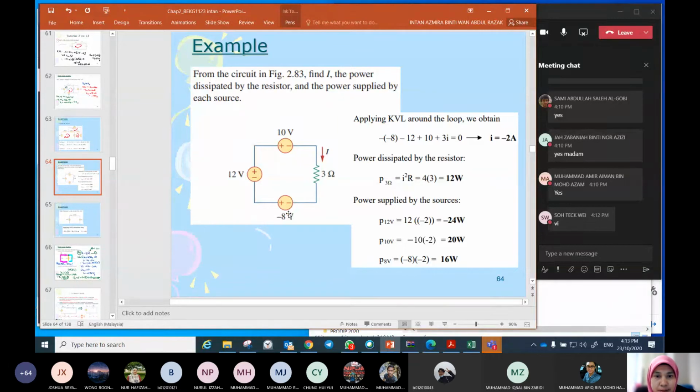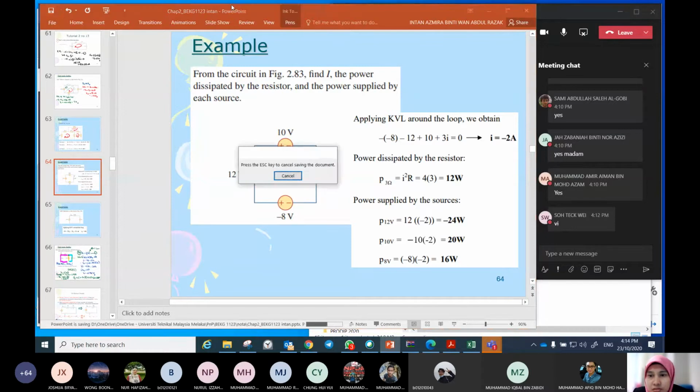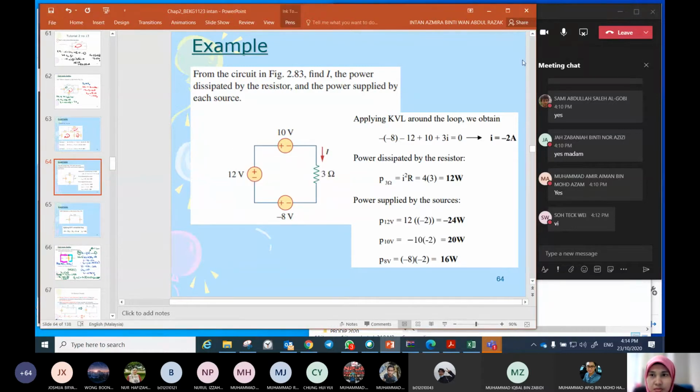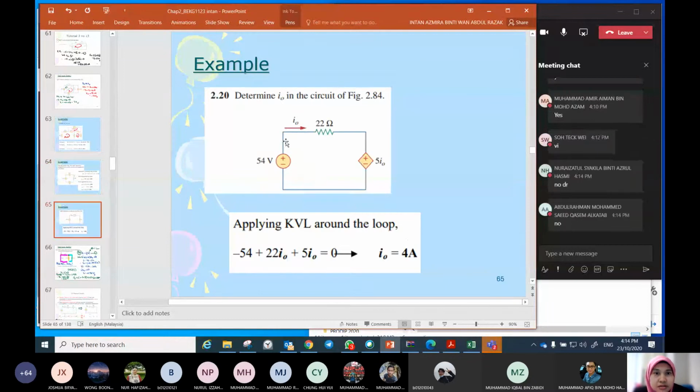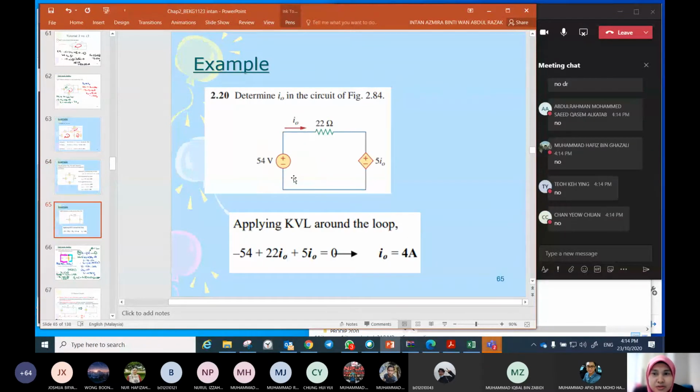And then this is the normal arrangement of a voltage source where the current enters the negative terminal of the voltage source. So just take the value of the voltage source, minus 8, multiply with the current, minus 2, we get 16. Can you understand? Any question? No? Okay.